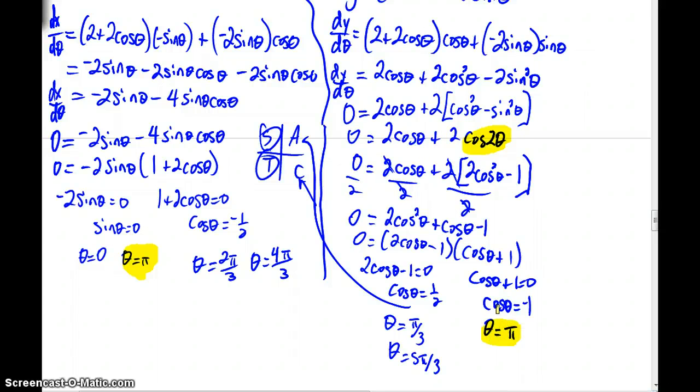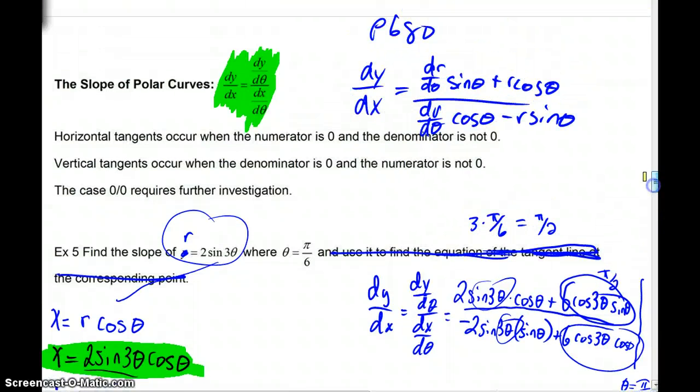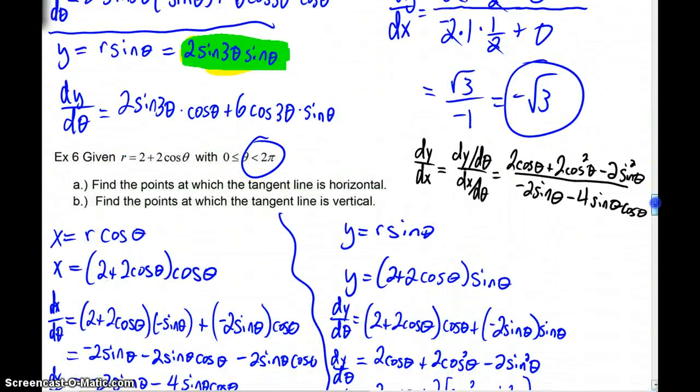In other words, when theta equals pi, we're seeing that dx d theta and dy d theta would both simultaneously equal 0. So in other words, going back to the top of our notes, the case 0 over 0 requires further investigation. That's the one problem that we're going to have here.